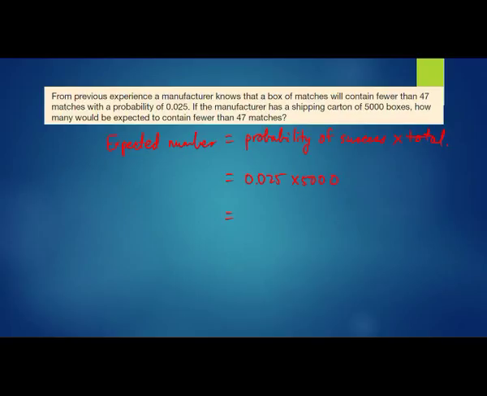Now, you can use a calculator here if you like. I'm going to do it by hand. 0.025 is 25 out of 1,000 times 5,000. And then 1,000 goes into 5,000 5 times, and you simply multiply the two and get 125. What this means is out of 5,000 boxes, we can have 125 boxes that have fewer than 47 matches.